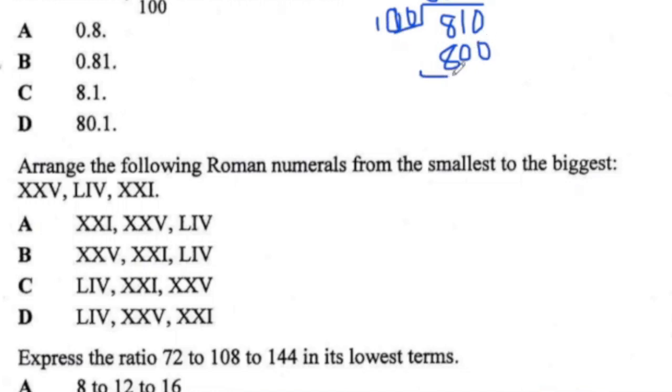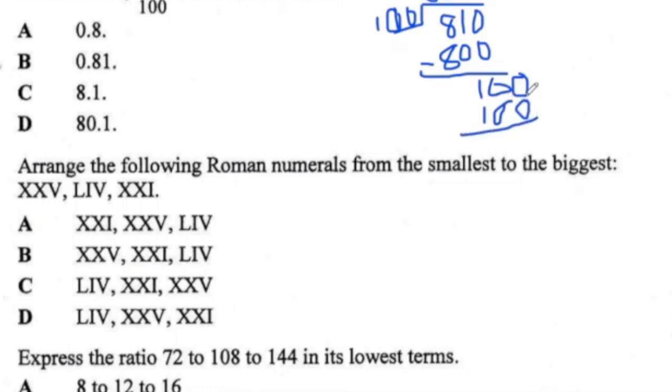Then we subtract that. 0 minus 0 will give us 0. Then 1 minus 0 will give us 1. 8 minus 8 will give us 0. So we remain with 10. Is there a number that we can drop down? No. So we add 0 to this. Can 100 go into 100? Yes. How many times? Once. So we have 1 there. 1 times 100 will give us 100.